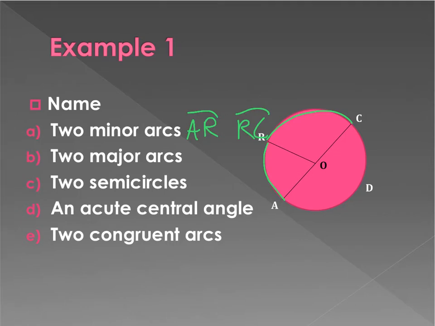Next, we need to name two major arcs. So a major arc is more than half the circle. So if we started at C, we could name this arc as CDR. Because CDR would be more than half the circle. Another major arc, if we started at R, we could name it RCA.